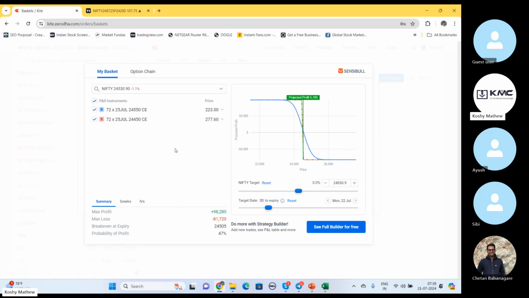Probability is 47%, but I'm sure the market will fall down. I'm making close to 1 lakh rupees. Loss is 81,000, which is fair enough, less than the profit I make. This is how I took it. And look at the graph. The more the Nifty goes down, I keep on making profit.